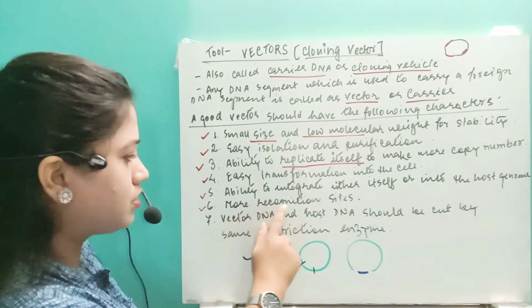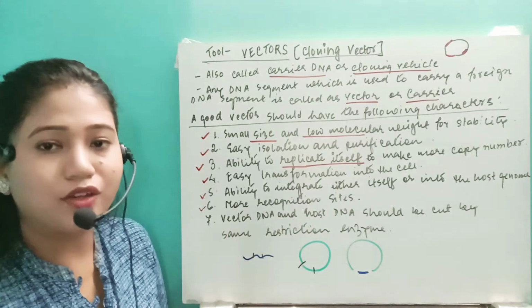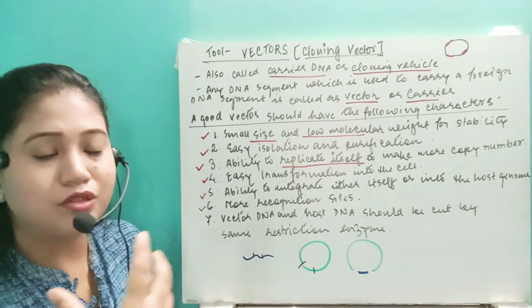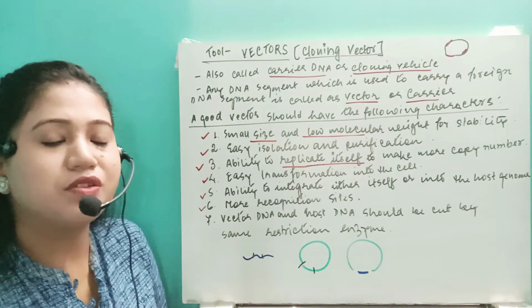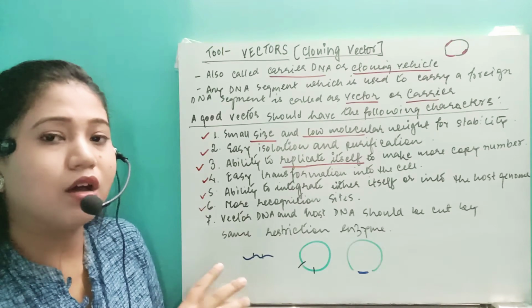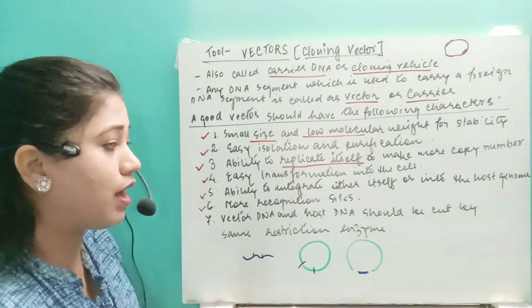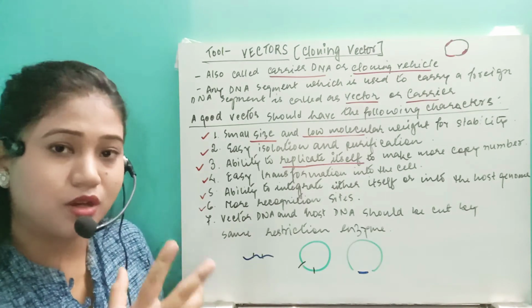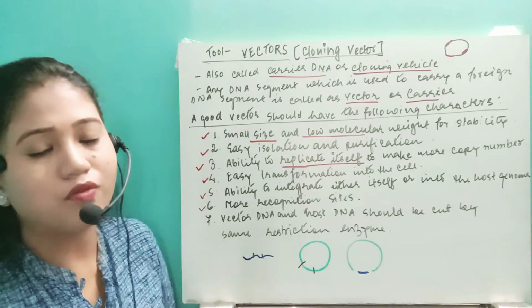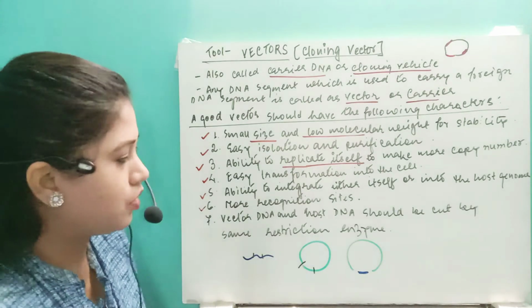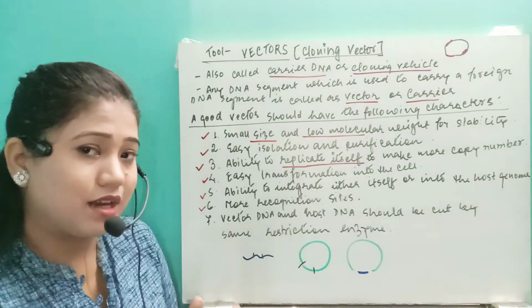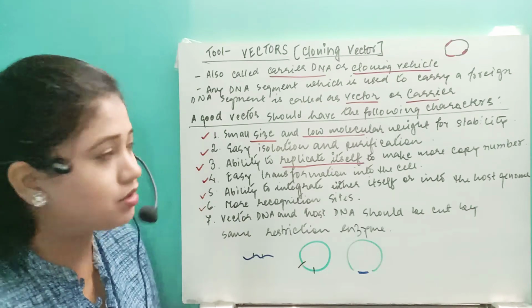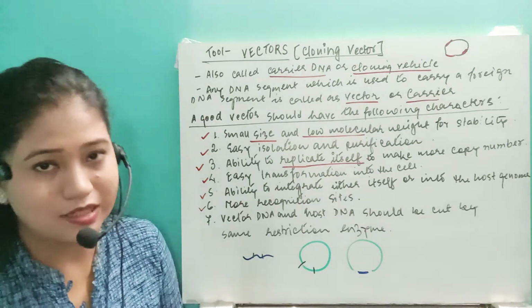One thing, if there are more recognition sites, that means the vector should have more than one palindromic sequence, so that if the gene fragment has to be inserted, multiple gene copies can be inserted into the same vector. That's why they need to have more and more recognition sites, or more and more palindromic sites, so that we can cut in that specific region and more than one gene fragment can be inserted. So yeah, these are the characteristics of a good vector. So we can call it, yes, that is a good vector. Then after that, let's move to the next part.